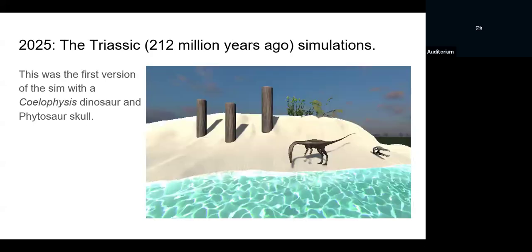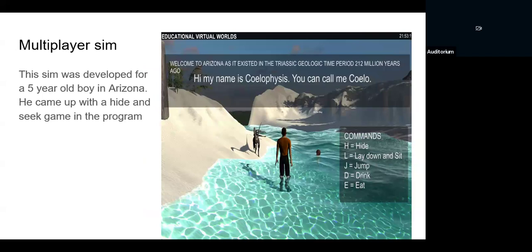All right, so I did the Jurassic, I did the Cretaceous, then I said, why not do the Triassic? So I started to put together a very simple Triassic simulation with a Coelophysis dinosaur, and then I put a Phytosaur skull in it. And I work with a family here in Arizona, and there's a 6-year-old who really loved dinosaurs. So I made it multiplayer so that he and I could be in New York and he could be in Arizona and run around and play with dinosaurs. And so here you see a screen capture of that.